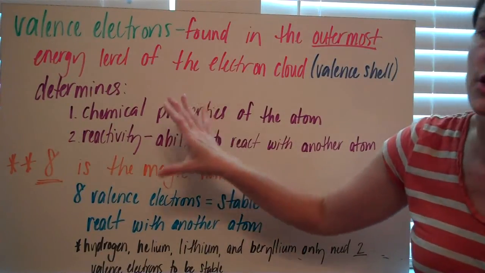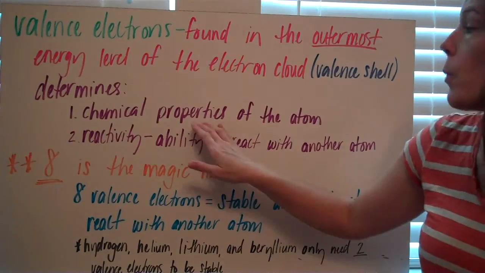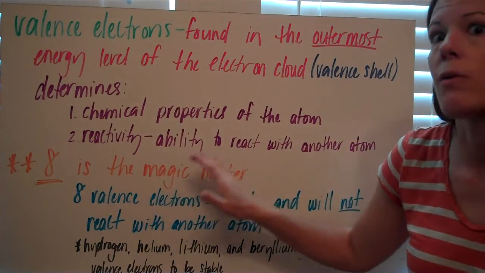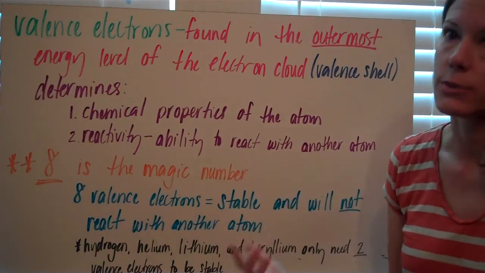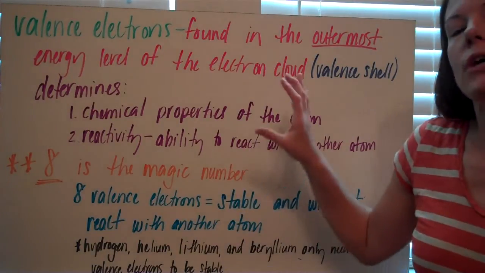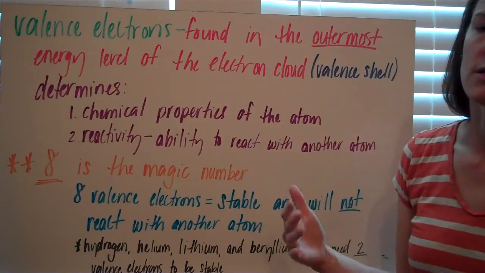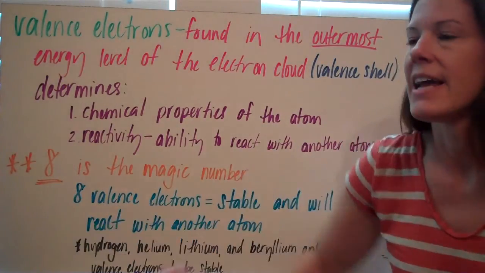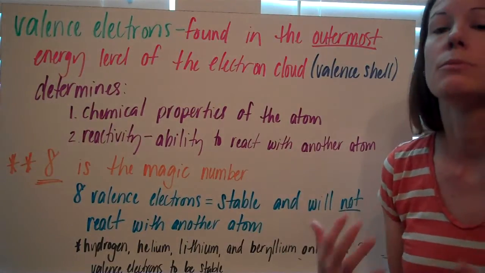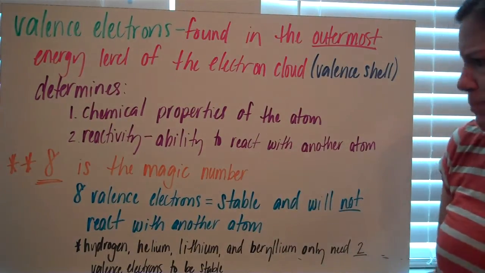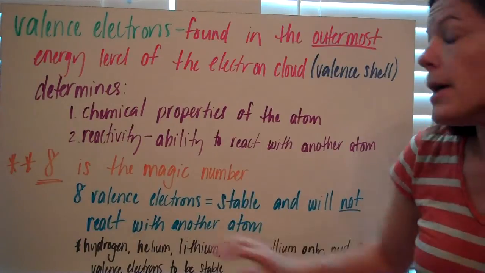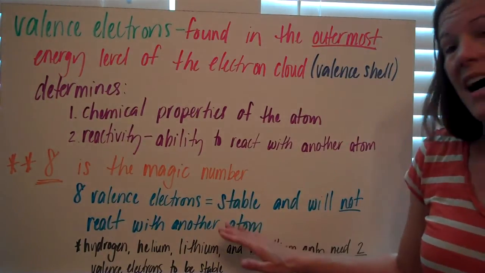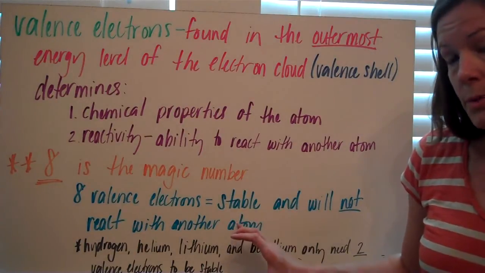So valence electrons determine two major things. One, the chemical properties of an atom, and also the reactivity, how likely it is to actually react with another atom. Because of that, the number of valence electrons is really important. So the magic number is 8. 8 is the magic number. It's the most important number when we're talking about atoms. 8 valence electrons means that you have a stable atom, and that atom will not react with any other atoms.